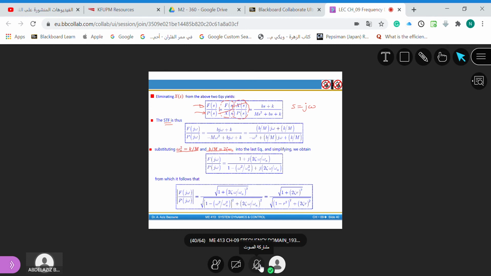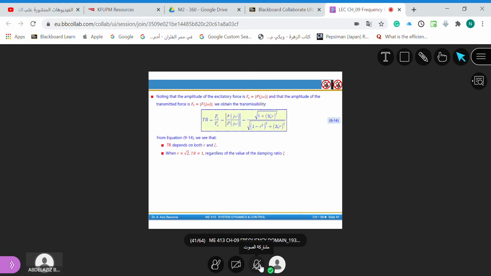Now, if we want to take the magnitude of this, you take the magnitude of the numerator over the magnitude of the denominator. Here, the real part will be 1 squared, plus the imaginary part, twice zeta omega over omega n, the whole squared, under the square root. This is the magnitude of the numerator. The magnitude of the denominator will be 1 minus (omega over omega n) squared, the whole thing squared, plus the imaginary part squared. So at the end of the day, we put R equal to omega over omega n, which is the frequency ratio, and we end up with the square root of 1 plus (twice zeta R) squared, over (1 minus R squared) squared plus (twice zeta R) squared. And this will be the amplitude ratio of the output force over the input force.